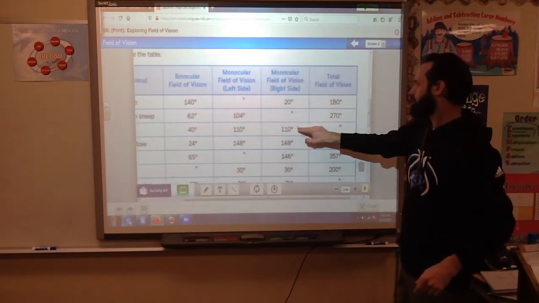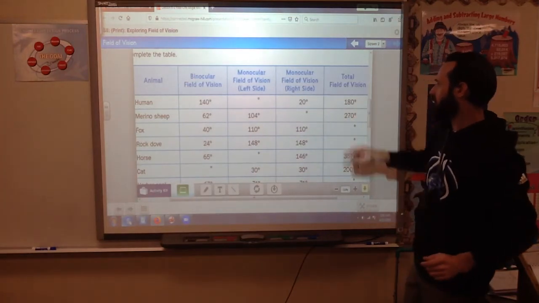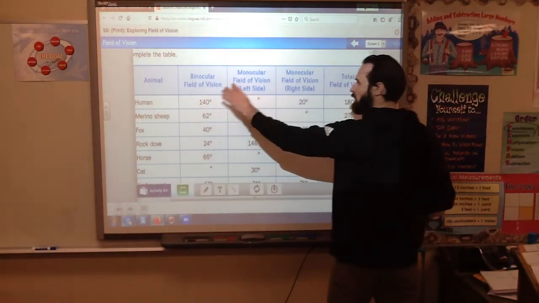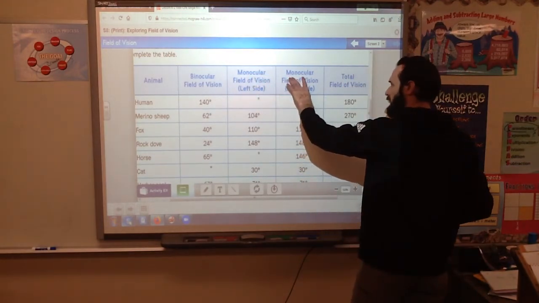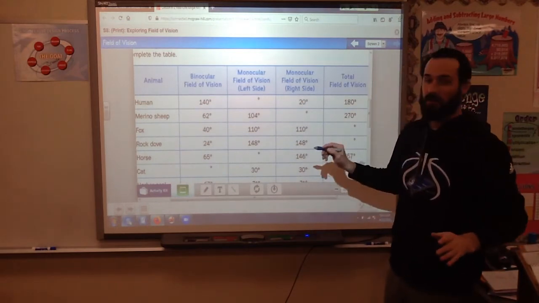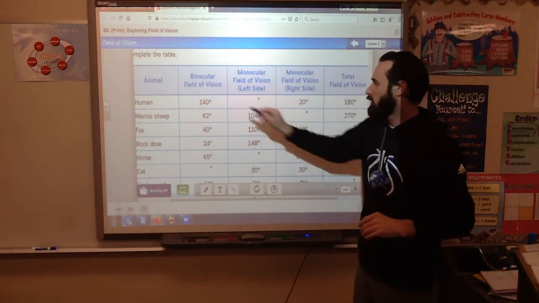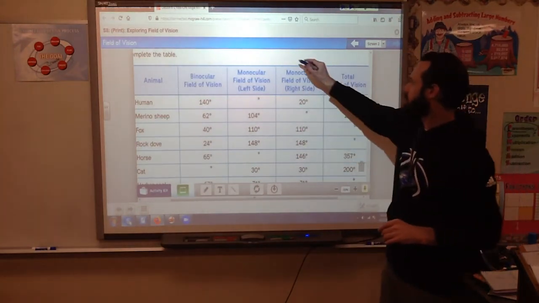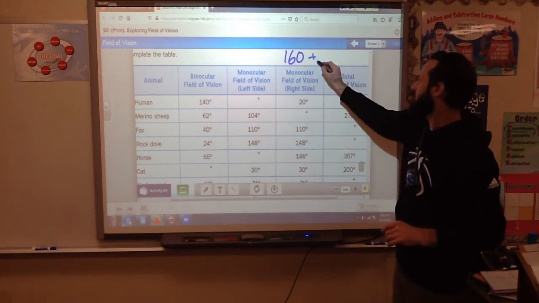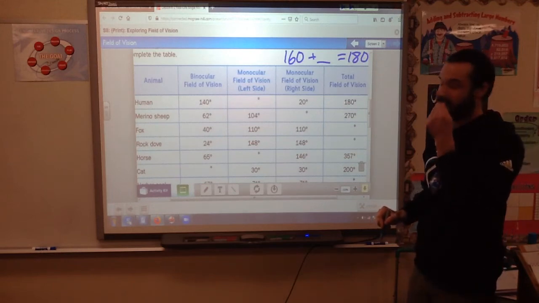So, they're telling you that the humans have 180 total field of vision. Well, binocular plus monocular equals total vision. So, what we have here, what I would do is if they give me two of these boxes, I'd add them together. 140 plus 20 is 160. Now, 160 plus something equals 180. You could do that adding up. That's a pretty easy one to add up.